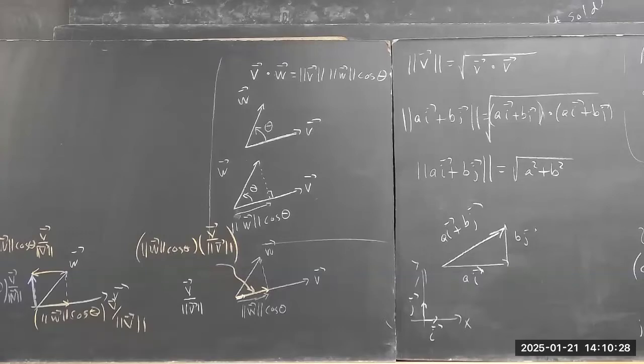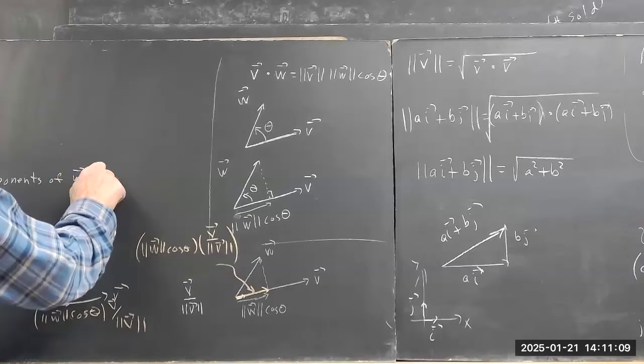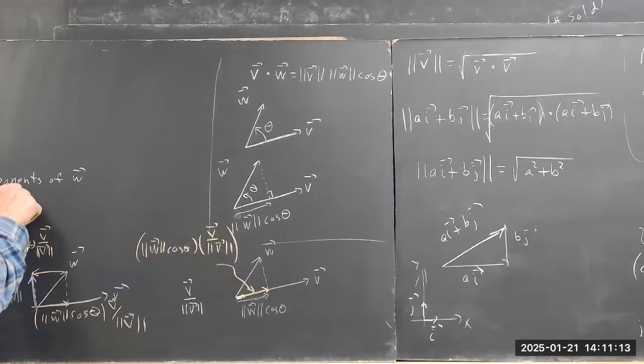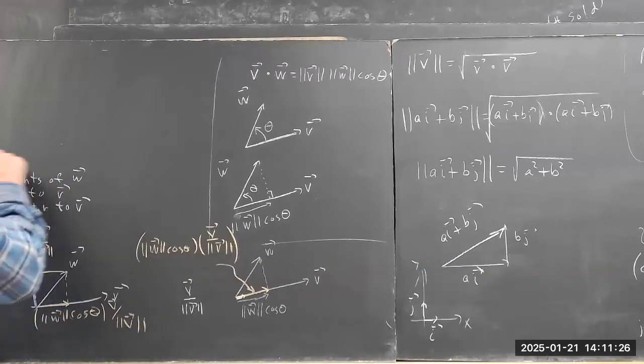So W equals this plus this. If I take this vector over here and add it to this one, it gives me W. This vector is the component of W in the direction of V. This vector is the component of W perpendicular to V. So here's a picture of components of W, parallel to V and perpendicular to V.